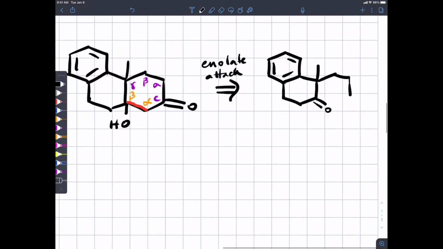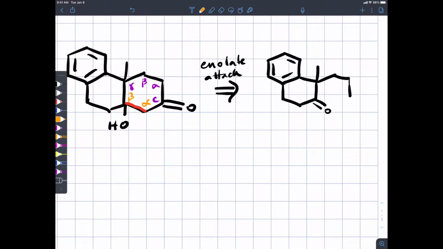In that case, what about the orange alpha carbon? What did that used to be? That would have been an enolate, right, prior to attack. Does that make sense? So this is the aldol reaction, attack of the enolate on the carbonyl carbon.